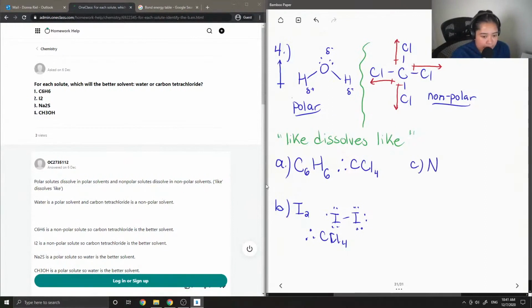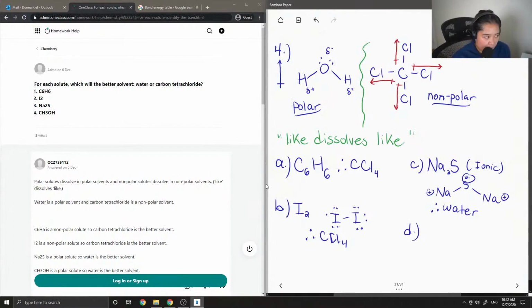C is sodium sulfide. So sodium is a metal. So already we know that these bonds are ionic. And every ionic molecule is able to dissolve in water. Because if I were to draw out the charges, it would look like that. So this is polar. So this is able to dissolve in water.